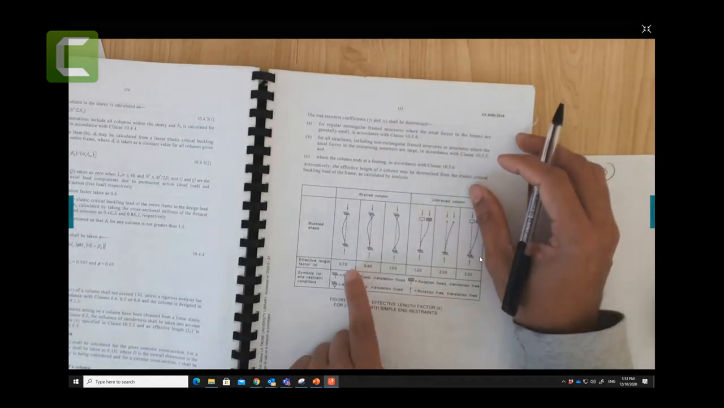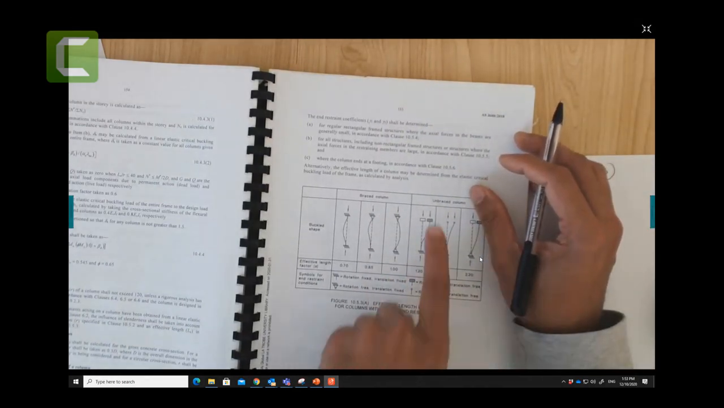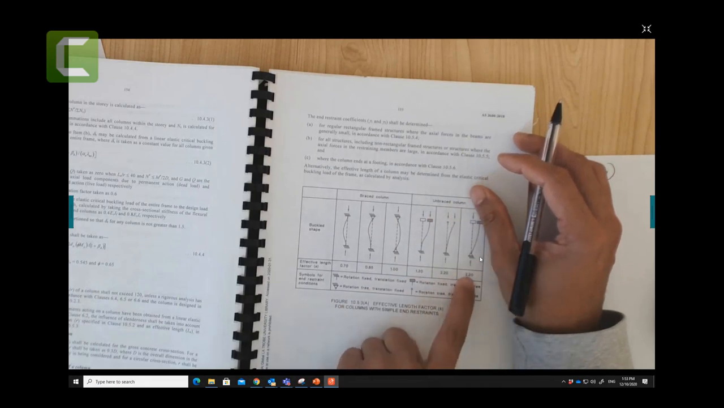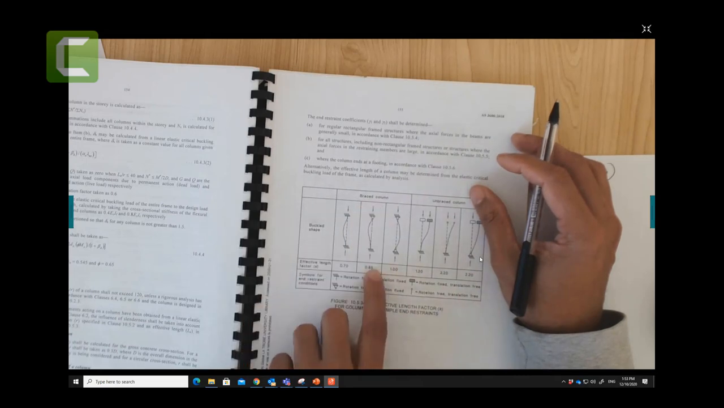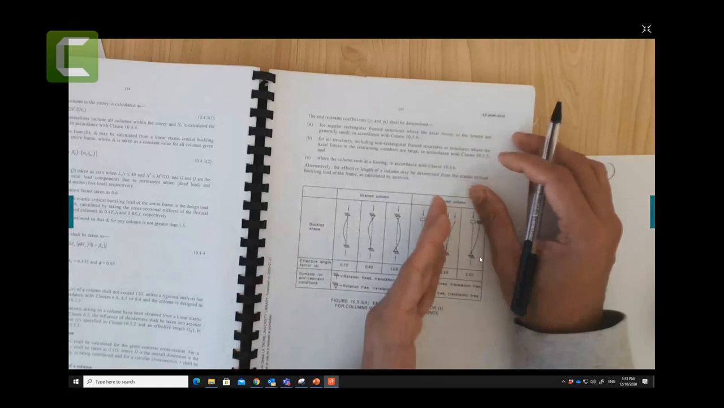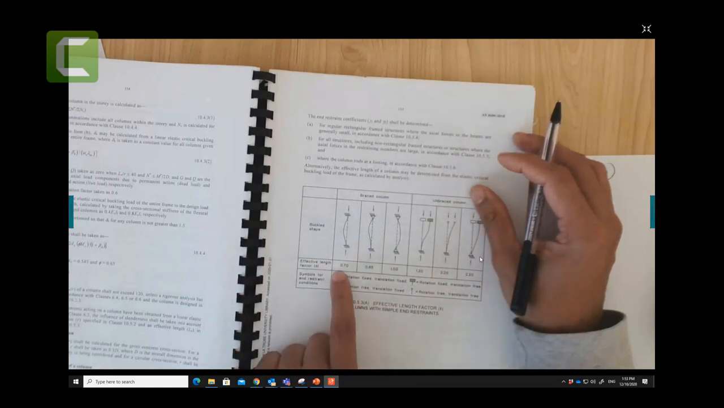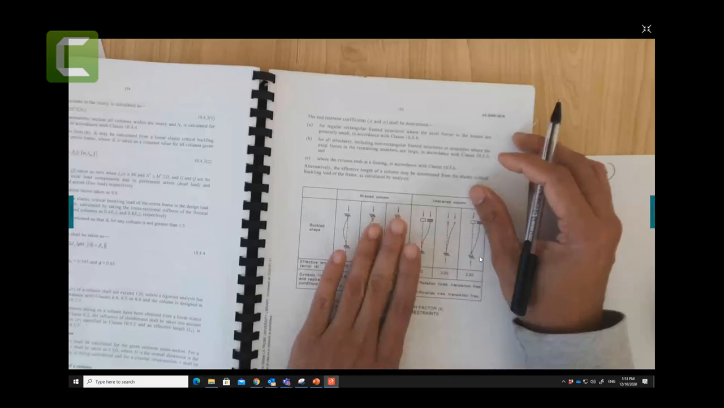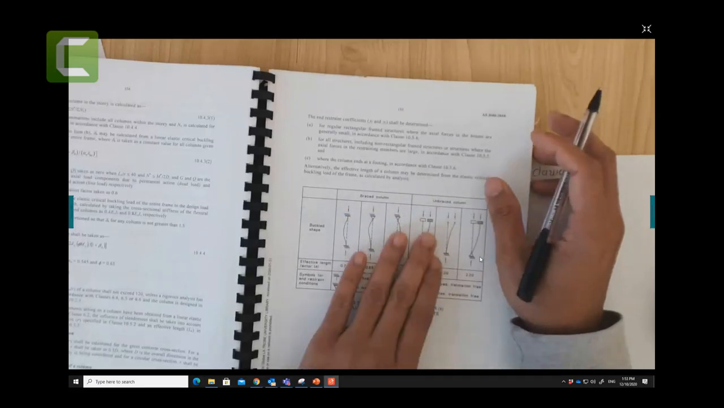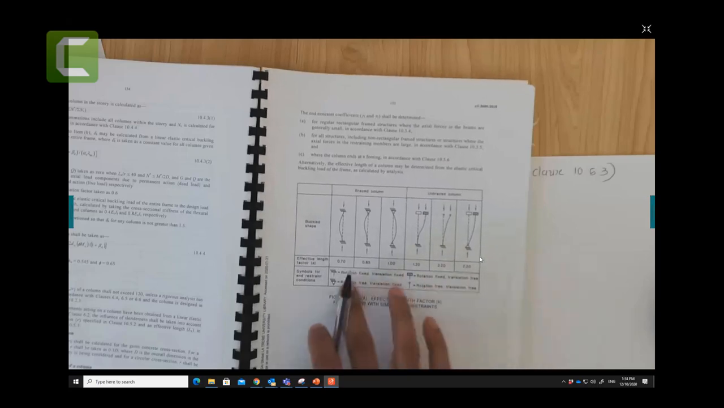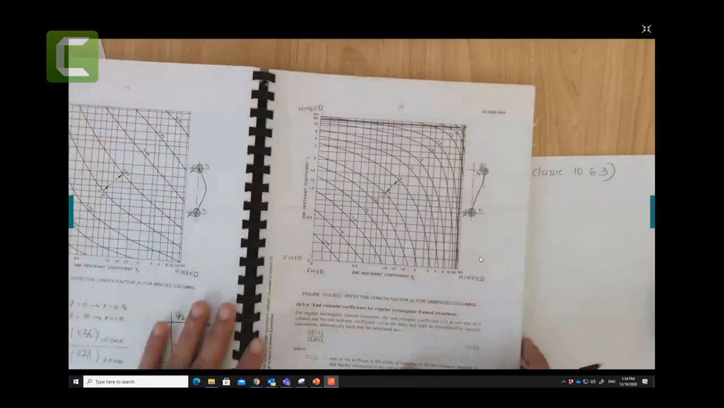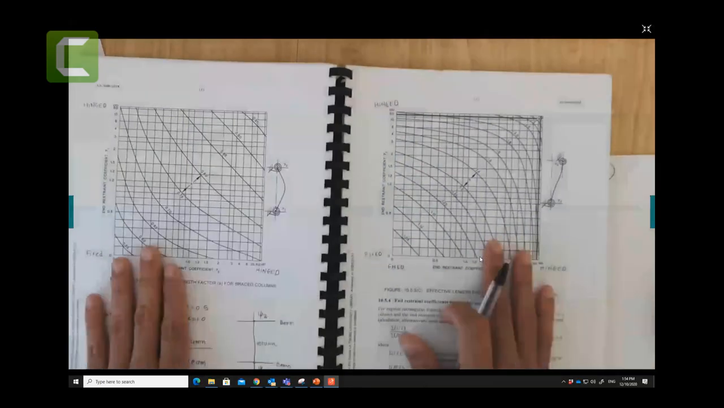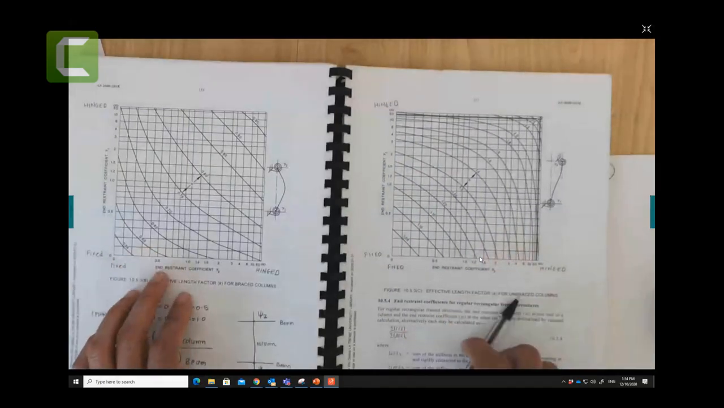In that case, if you have braced columns, your K value is less than one. If you have unbraced columns, your K value is greater than one. It's a very huge decision in your design whether your column is a braced column or an unbraced column, because that will reduce or increase your effective length. You multiply your K value by less than one. It will significantly magnify your results.